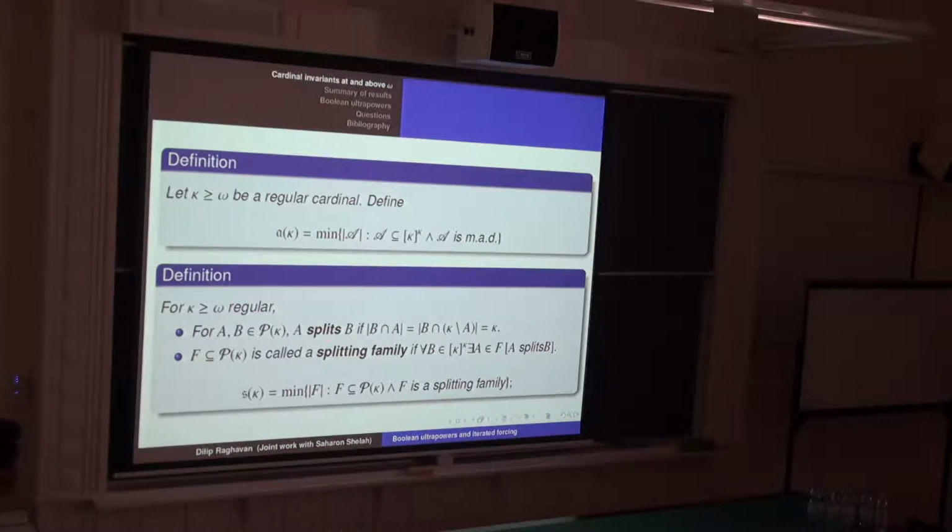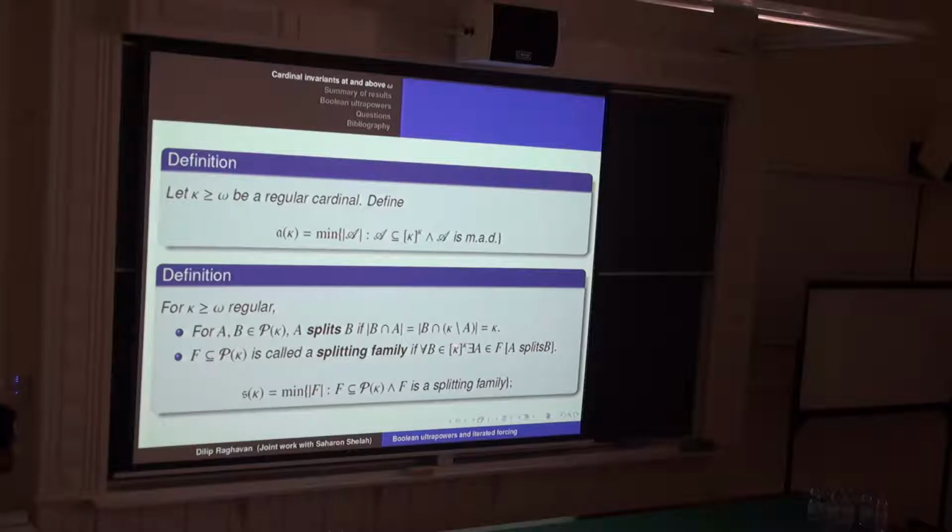Okay, next we move to s. This is the splitting number. So we say that A splits B if B gets cut in two by its intersection with A and the complement of A. So you look at the intersection of B with A, and you look at the intersection of B with the complement of A, and they both have to have size kappa. So B is getting cut in two.